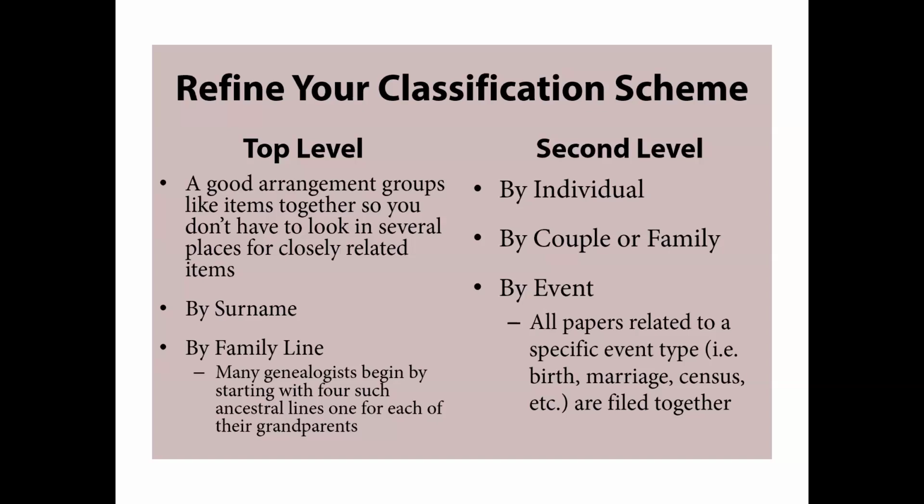A top level organization that a lot of people like to use is the surname or maybe a specific family line. Many genealogists will even have a separate line built out for each of their grandparents as the top level. Then at the second level, you can break down into individual people, by a couple or a family, or by maybe document types. So here are all the papers related to births, here are all the marriage records, here are all the census records.